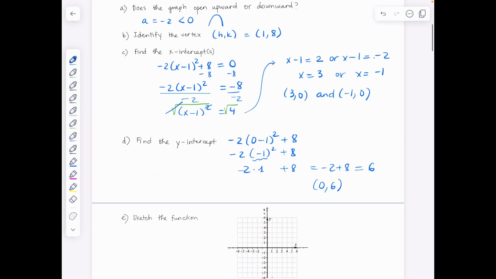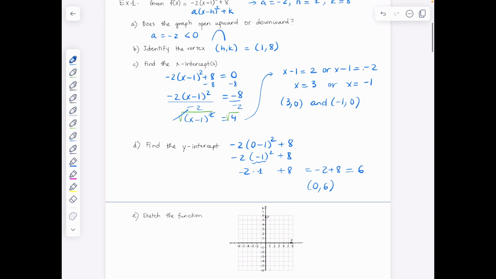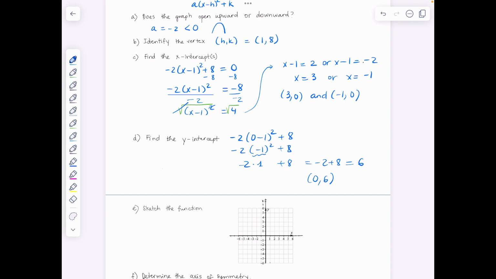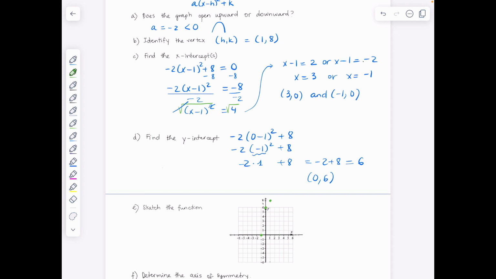Now we are going to sketch the function using all the information that we just obtained from A through E. So we know the graph is going to open downward. Let's try to plot the vertex first. The point (1, 8) is going to be this point right here. The x-intercepts are (3, 0) and (negative 1, 0). That will be these points. The y-intercept is the point (0, 6). That will be this point.